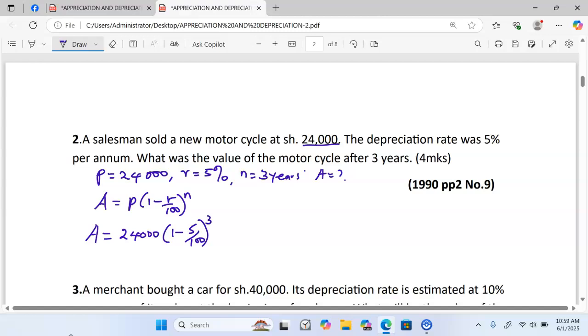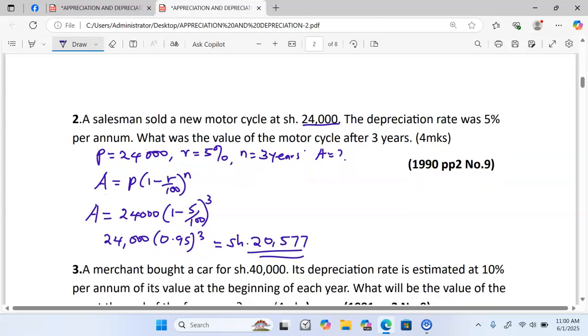5% is 5 over 100. You raise to 3. And this one is going to give us 24,000 multiplied by 1 minus 5 over 100, which will give us 0.95. Then you raise everything to 3. And this one is going to be 0.95 cubed. You multiply by 24,000. And this one is going to give us an amount equivalent to shillings 20,577 as the answer to this particular question.